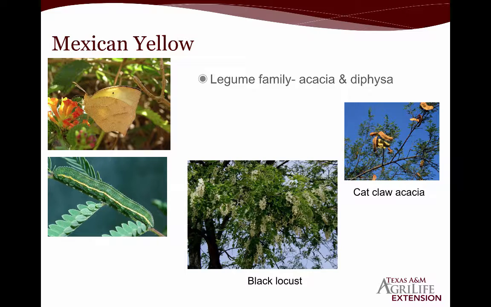We have the Mexican yellow. So there in the top left is the butterfly. That's this beautiful yellow color. The caterpillar there in the bottom left can look a little bit like a beet armyworm. So if we're not careful, you might think that some of these caterpillars, again, are a lot more damaging than they actually are. We might try to control them instead of just letting them feed a little bit and become these beautiful adults. And they feed on the legume family, Acacia and Diphysa. So catclaw acacia and black locust.